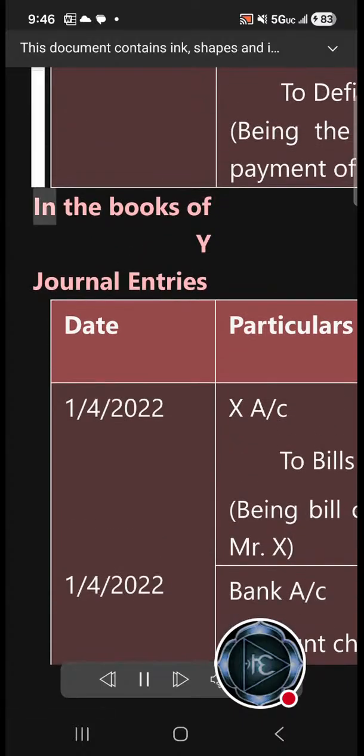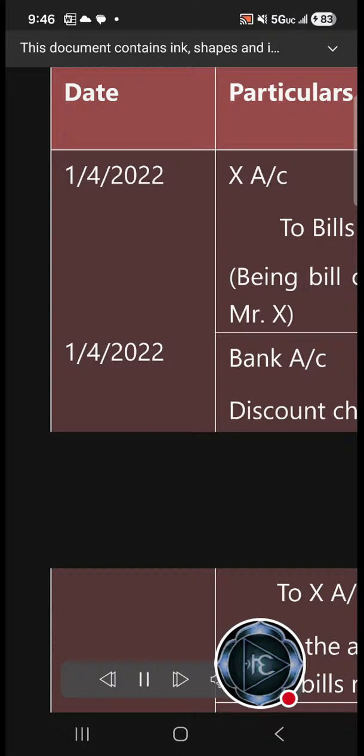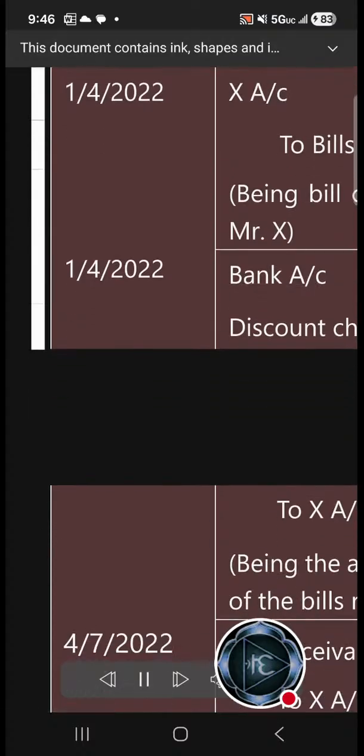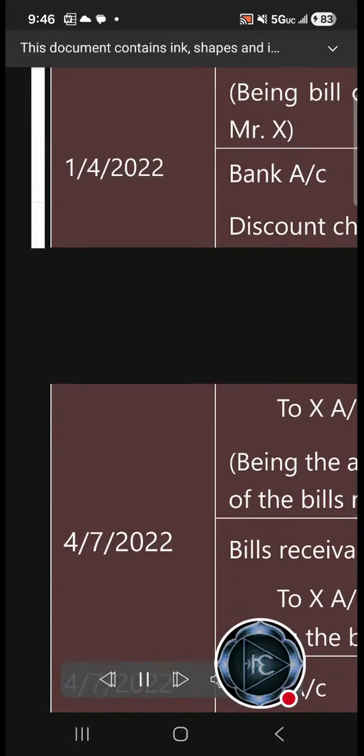In the books of Y, journal entries. Date. Particulars. Debit, credit. January 4th, 2022. X A/c Dr. 30,000. To Bills Payable A/c 30,000. Being bill of exchange accepted and sent to Mr. X.